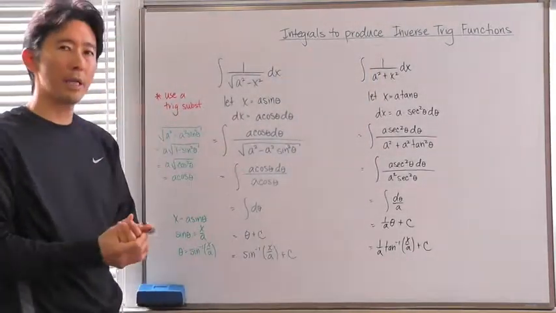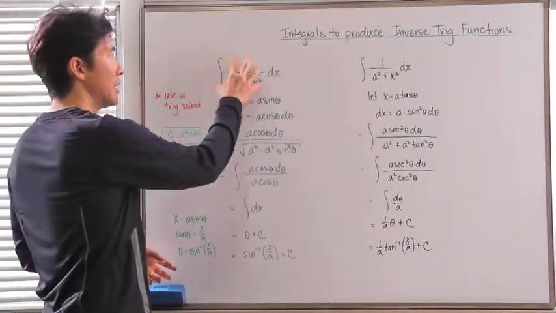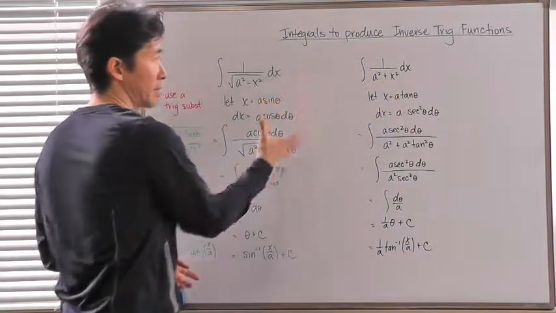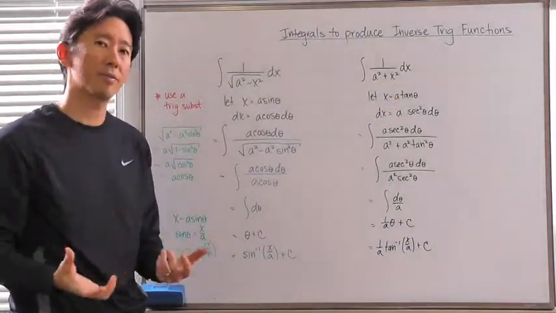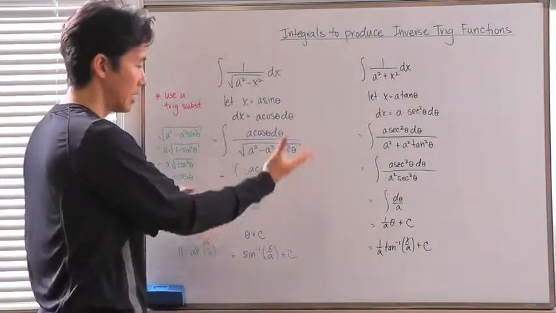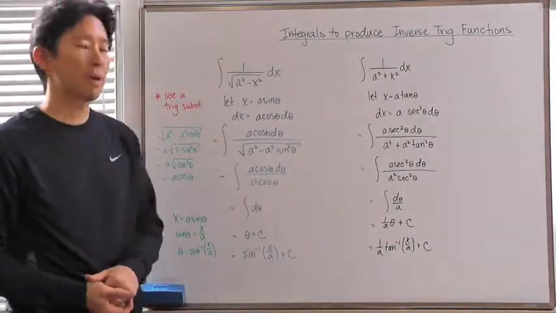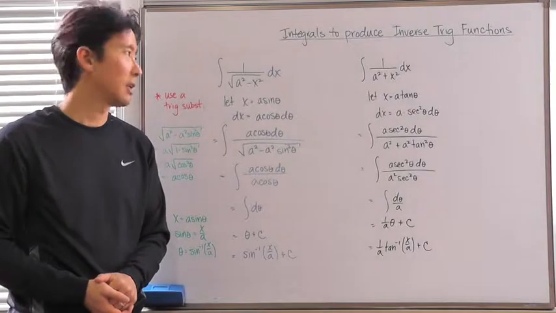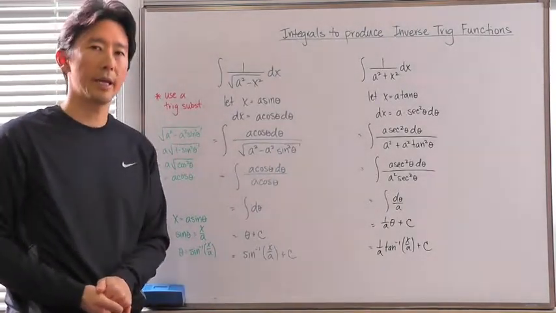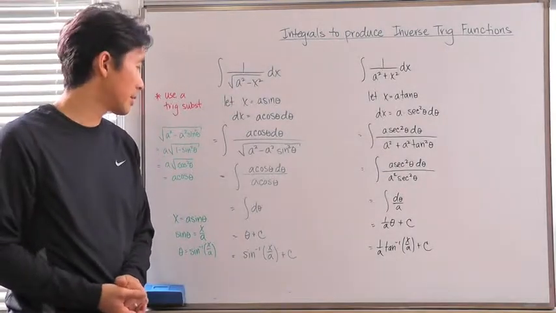So just to wrap up, if we notice that we have something that looks like this, or something that looks like that, which is very similar to the derivatives of our inverse trig functions, then we want to use a trigonometric substitution to come out with our inverse trig function as the integral itself.